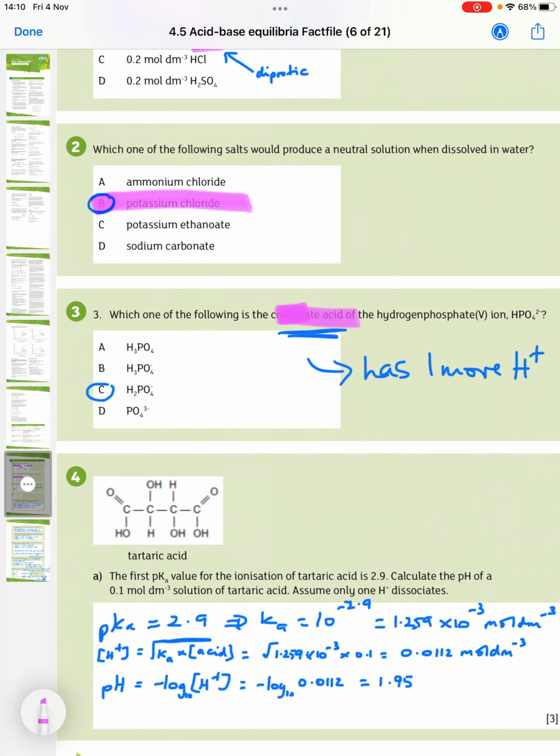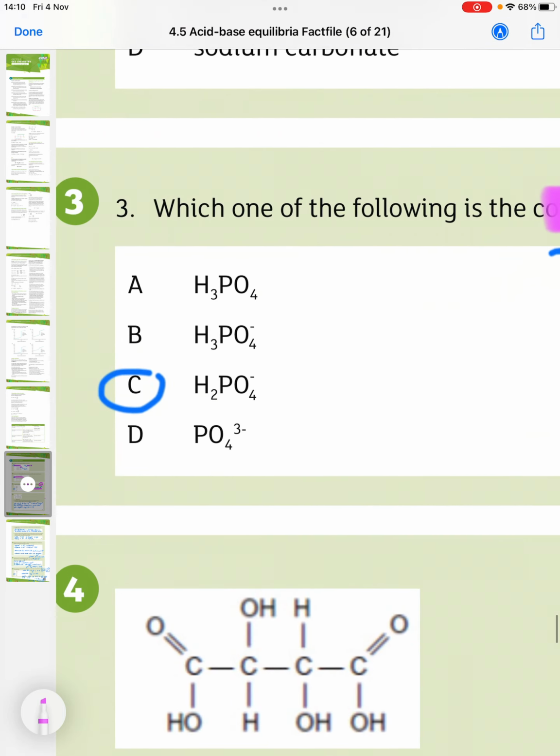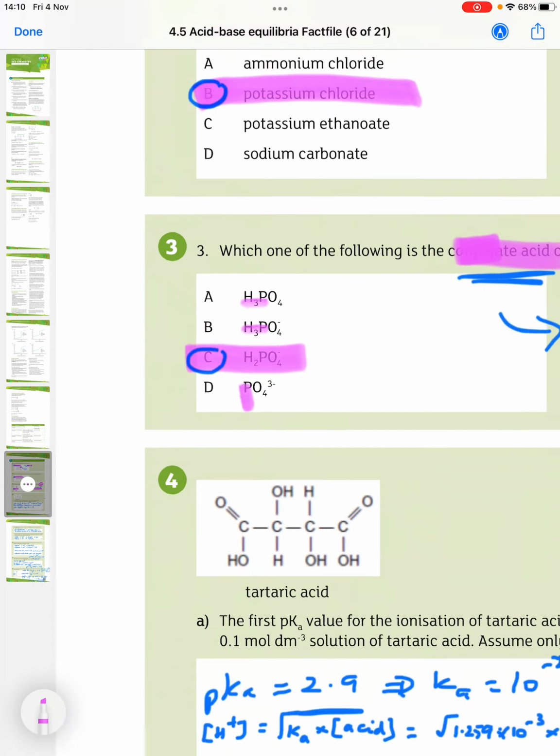Number 3, which one of the following is the conjugate acid of the hydrogen phosphate ion, HPO4 2-? So conjugate acid has one more hydrogen ion than the thing that you're looking at. So in this case, we're looking for an H2, and the only one there with H2. So we have 3, 3, and then no hydrogen, so it has to be C.